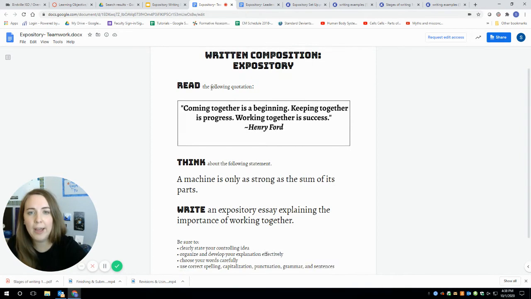So you guys will have something usually to read, like a quote. Coming together is a beginning. Keeping together is progress. Working together is success.